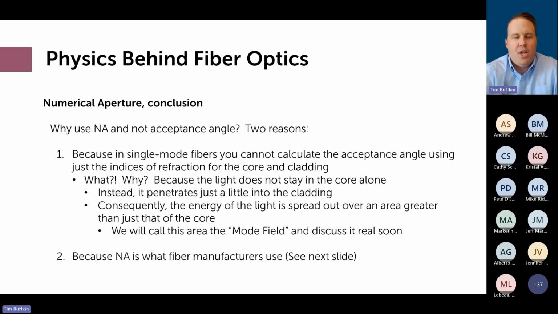So, why use NA and not acceptance angle? Well, two reasons. One, in single mode fibers, you can't calculate the acceptance angle using just the indices of refraction for the core and the cladding, right? Those are the two numbers, the more dense and less dense numbers, that we use to calculate the difference. But why? Well, the light doesn't stay in the core alone. It actually penetrates just a little bit into the cladding.